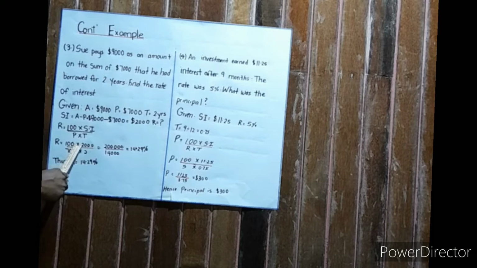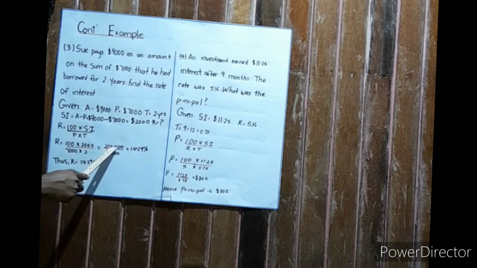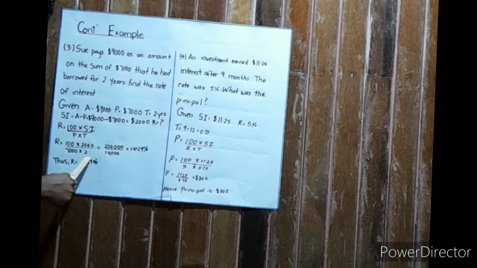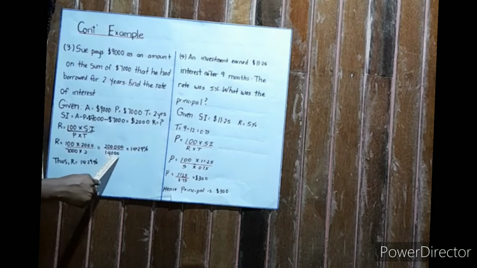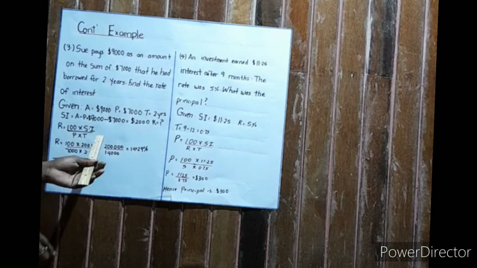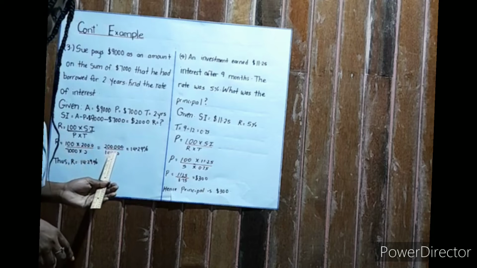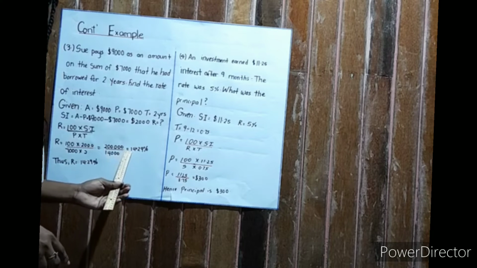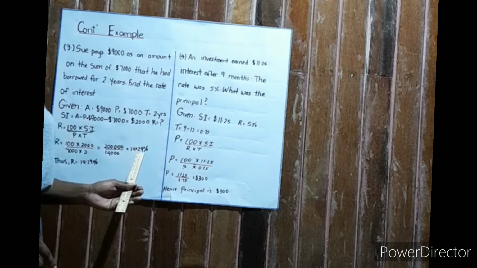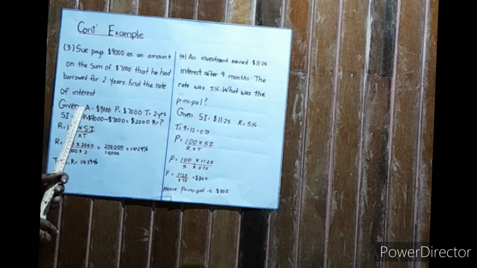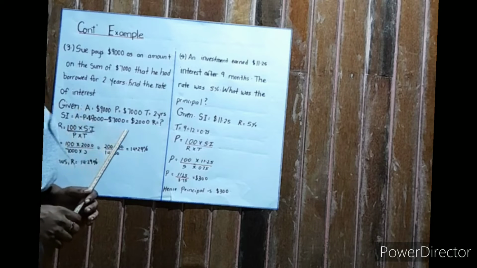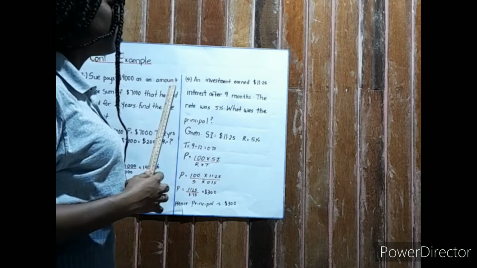We multiply 100 times 2,000 and we get 200,000. And when we multiply 7,000 times 2, we get 14,000. When we divide 200,000 by 14,000, we get 14.29%. So our rate value will be 14.29%.